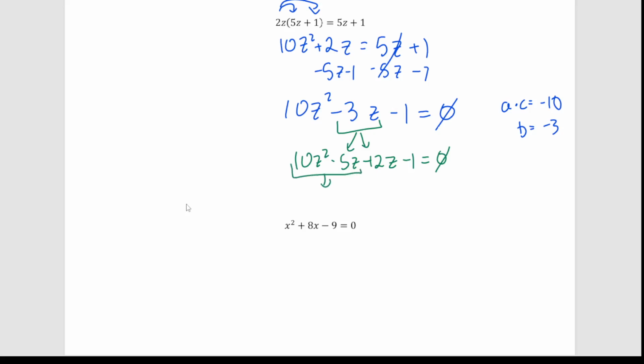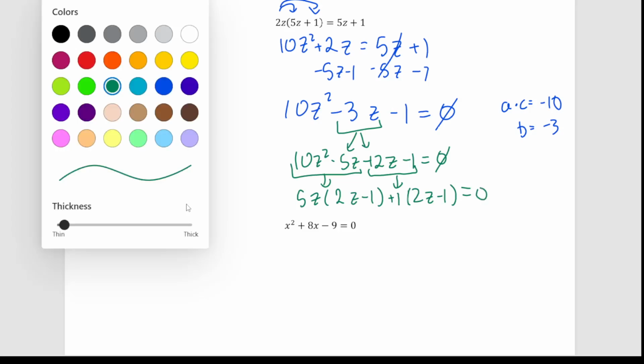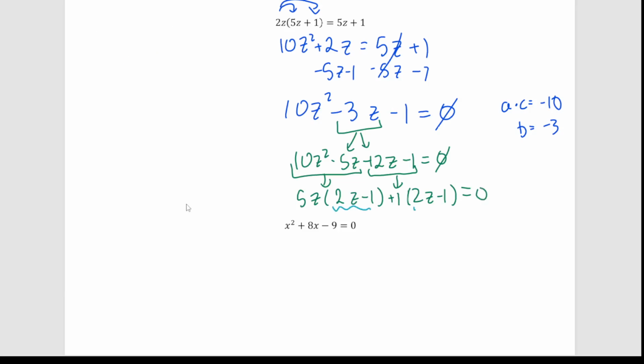The first two terms, their greatest common factor is 5z. 10z squared divided by 5z will leave me with 2z. Negative 5z divided by 5z leaves us with negative 1. And the next two terms, there's no non-trivial greatest common factor, so their greatest common factor simply is 1. Now I'm going to go ahead and technically factor out what they have the same, which is that parenthesis of 2z minus 1. And then when I factor that out, I'll be left with 5z in the first term and then plus 1 in the second term, equaling 0.